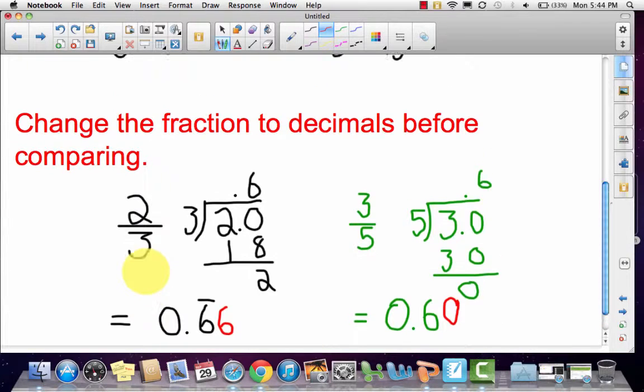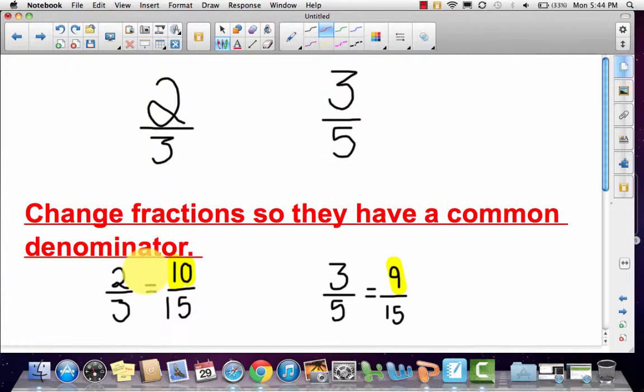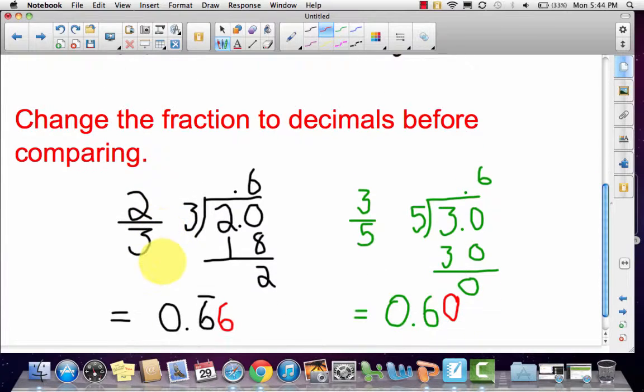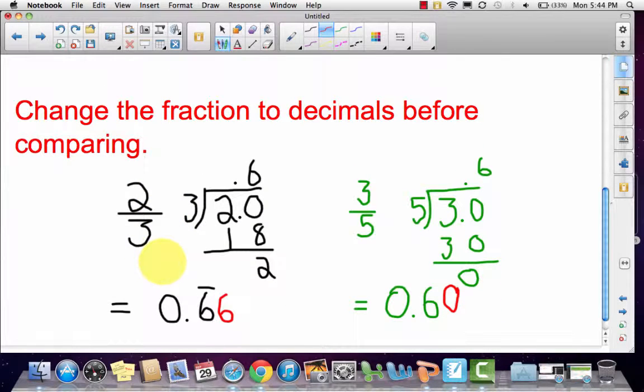So again, before you can compare fractions, you have two choices. You can either make them so they both have the same denominator and then compare their numerators, or you can rewrite them as decimals and then compare their decimal values.